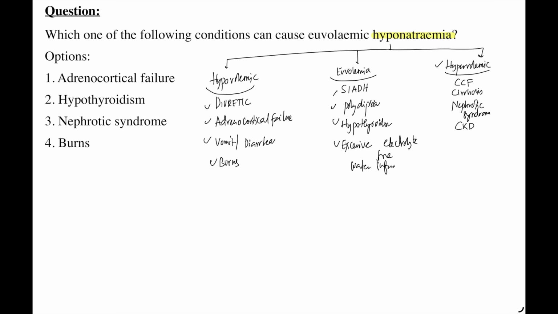Now here, which of the following conditions can cause euvolemic hyponatremia? No, yes, no, no. So option 2 is the correct answer because hypothyroidism can cause euvolemic hyponatremia according to our discussion. So these are the causes of hyponatremia. Very important. Many times they are repeating questions here.